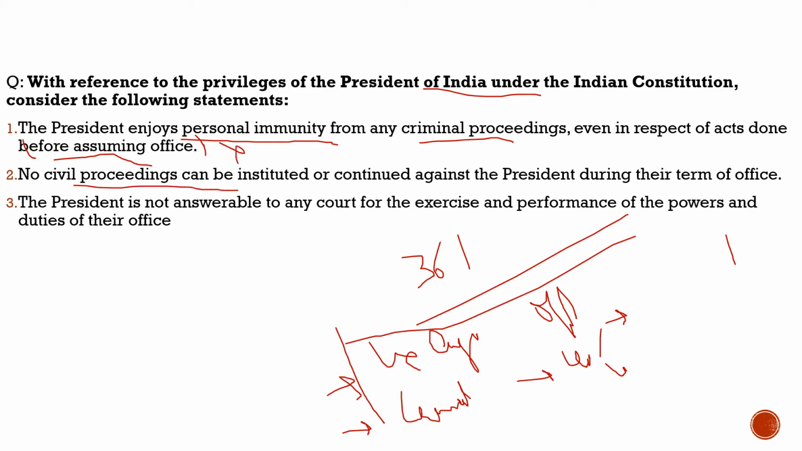Second statement, no civil proceedings can be instituted or continued against the president during their term of office. 100% correct. But here is also a catch. If those civil proceedings are associated with his official work, then it is 100% true. But if it is associated with personal work, his personal life, then they can be started, and for that 2 months' notice should be given to him. So here, as the context is not given, this statement becomes correct.